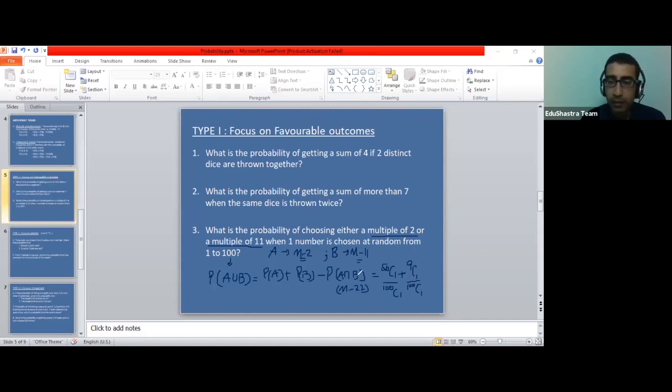And P(A intersection B) is getting a multiple of 22. There are 4 multiples of 22 from 1 to 100. So you subtract that. So minus 4C1 upon 100C1. So this is, of course, 50 by 100 plus 9 by 100 minus 4 by 100. 50 plus 9 minus 4 by 100. 59 minus 4 is 55 by 100. 55 by 100, you can simplify. You can cut out the factor of 5, and therefore you get 11 by 20.